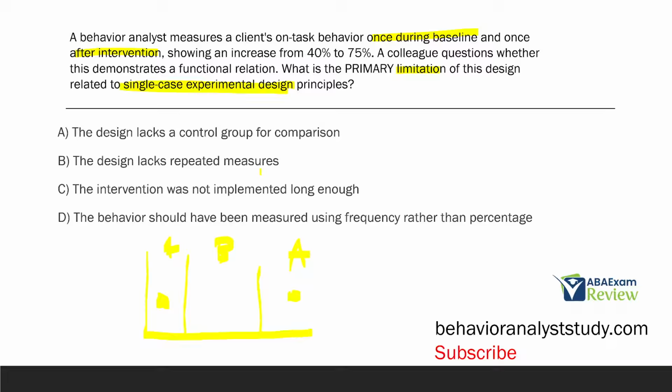B, the design lacks repeated measures. Yes. One data point, not nearly enough. Single case design is all about repeating the measurement over and over. C, the intervention was not implemented long enough. Well, we don't know how long the intervention was implemented because we don't have any data. D, the behavior should have been measured using frequency rather than percentage. Again, we're not measuring percentage, and regardless, it doesn't matter because we only have 2 data points for the entire intervention. Not nearly enough, lacking repeated measures, which is a primary characteristic of the single case experimental design.